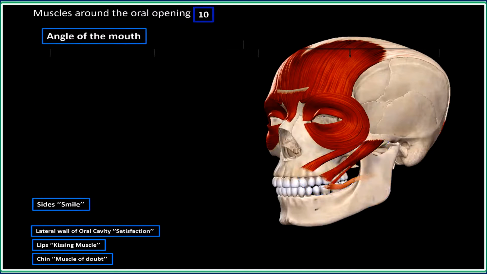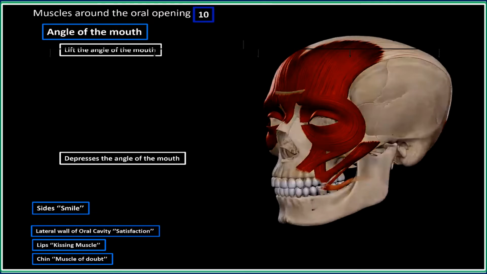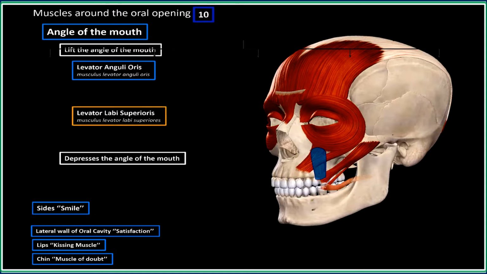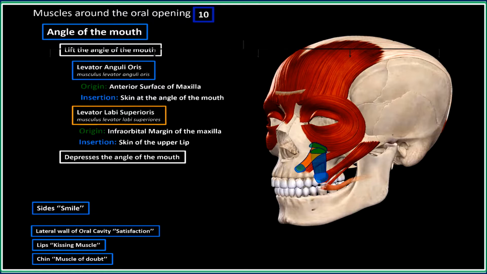Next, we have the muscles that either depress the angle of the mouth or lift the angle of the mouth. The muscles that lift up the angle of the mouth are the levator anguli oris, which is this one, and the levator labii superioris, which is this one. The levator anguli oris originates from the anterior surface of the maxilla and inserts at the skin of the angle of the mouth. The levator labii superioris originates from the infraorbital margin of the maxilla and inserts at the skin of the angle of the mouth, and so they both lift up the angle of the mouth.